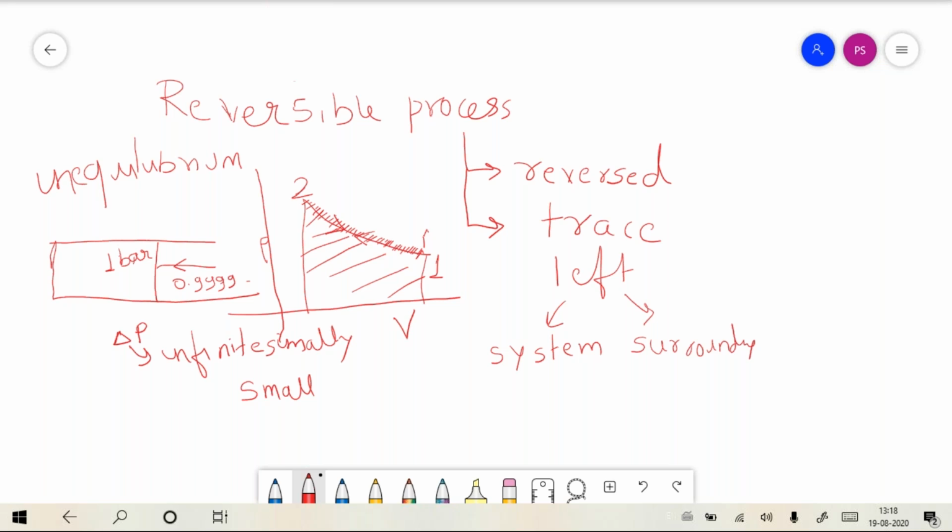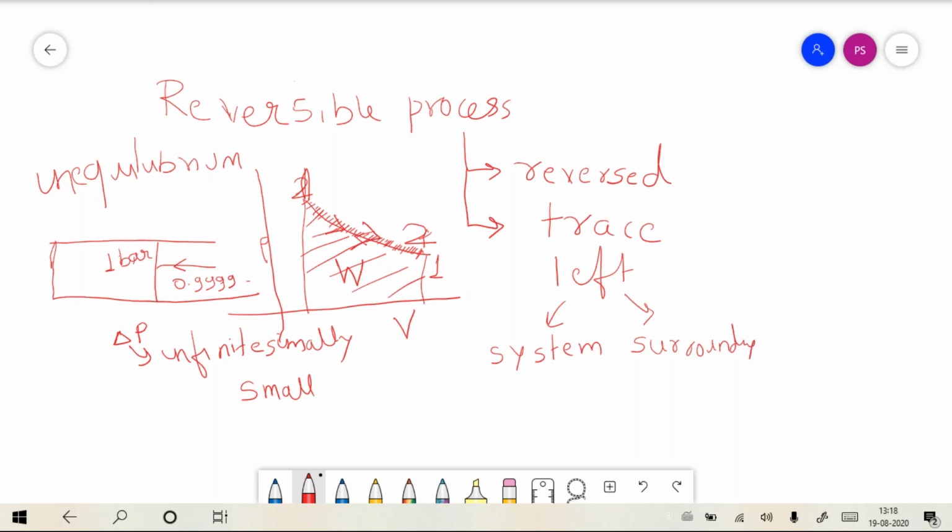and it goes to a state 2 without any dissipation, without any friction. It moves extremely slowly without any friction from 1 to 2, and let us say the work done is W. It is an expansion work. And if you want to come back, let us talk. This is 1 and this is 2. Now it would be expansion work, right?